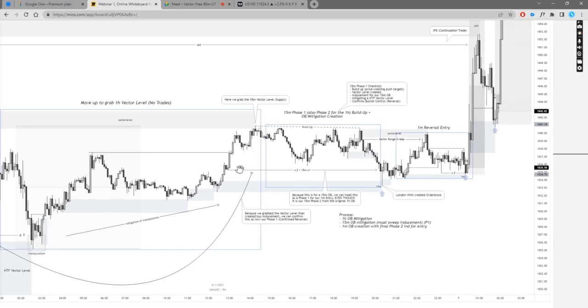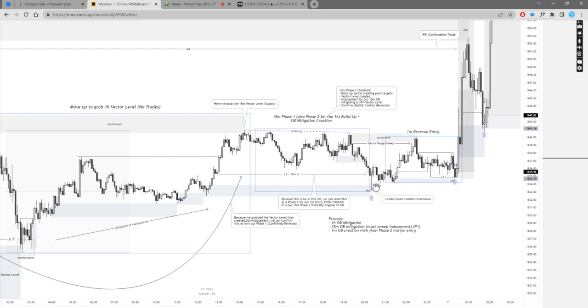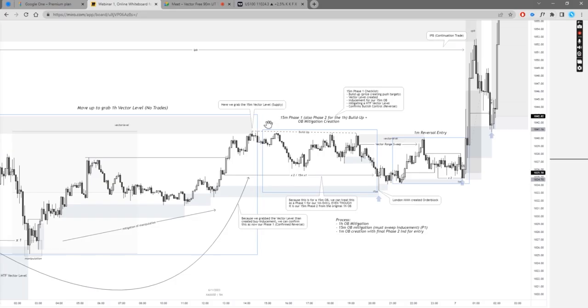Now what's really important here is this point here. This point is responsible for mitigating the vector level, but it's also a 15-minute order block. Now, because I trade on the 1 minute, that means you need a mitigation from a 15-minute or a 5-minute order block. So in this case, it's a 15-minute order block. So you can look in the 1 minute, that's still valid. But you also want to follow your principles of time and price, okay? So we grab the vector level at this point.